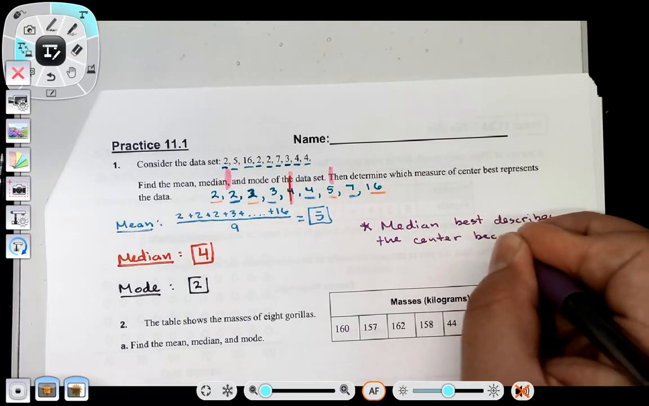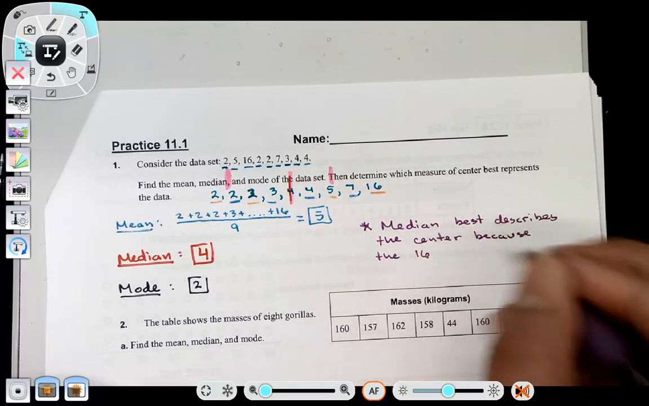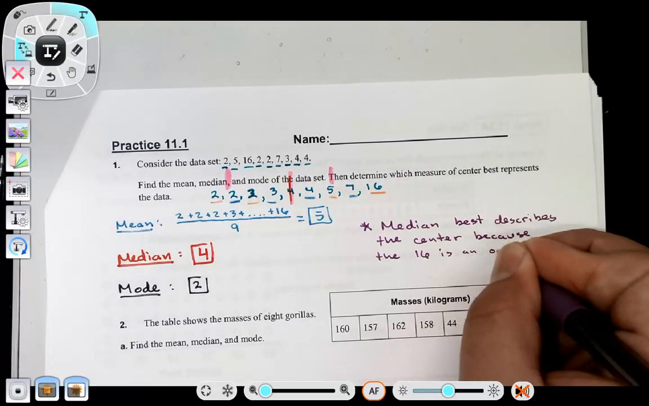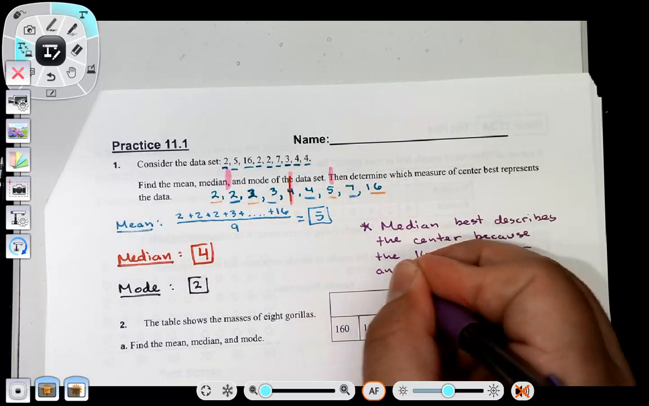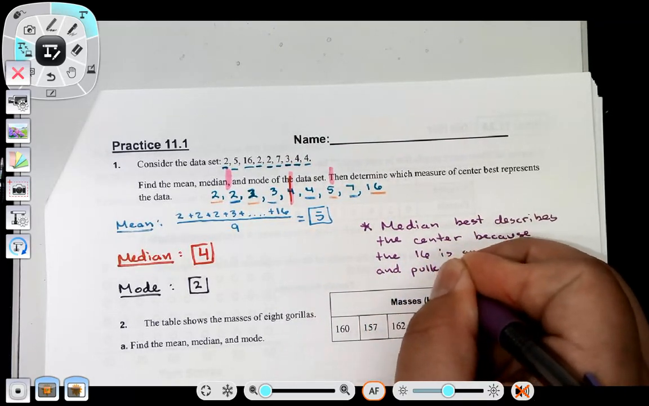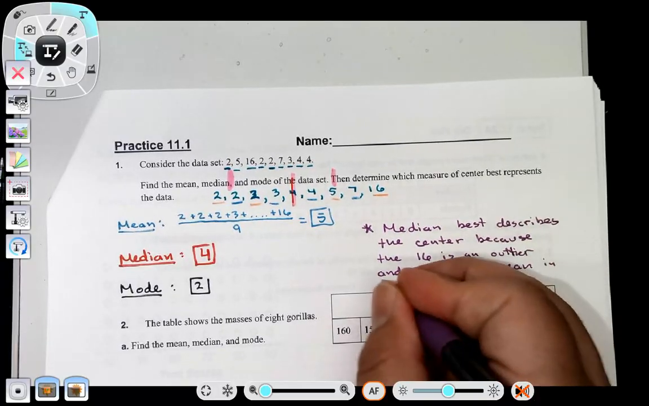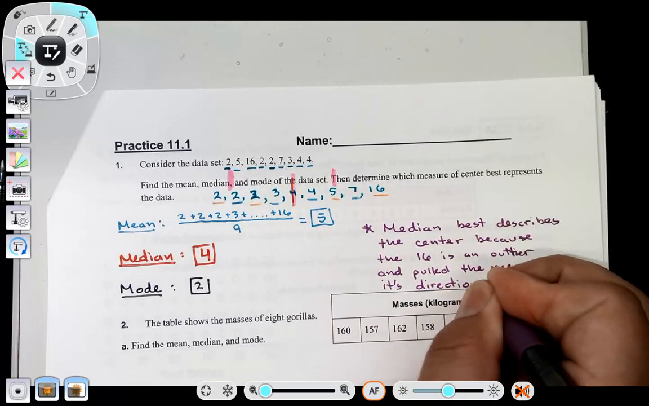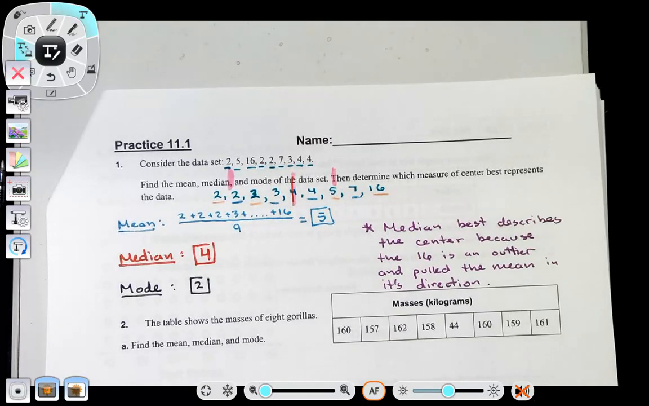And really, I'll tell you right now, the 16 is an outlier. Not that you have to write all this anymore, but it's good to make it a note. The 16 is an outlier and pulled the mean in its direction. All right, maybe I wrote too much now, but the fact that you realize the median makes more sense, because it's in the center of all the information. If it makes more sense, well then that's what we use. Okay?